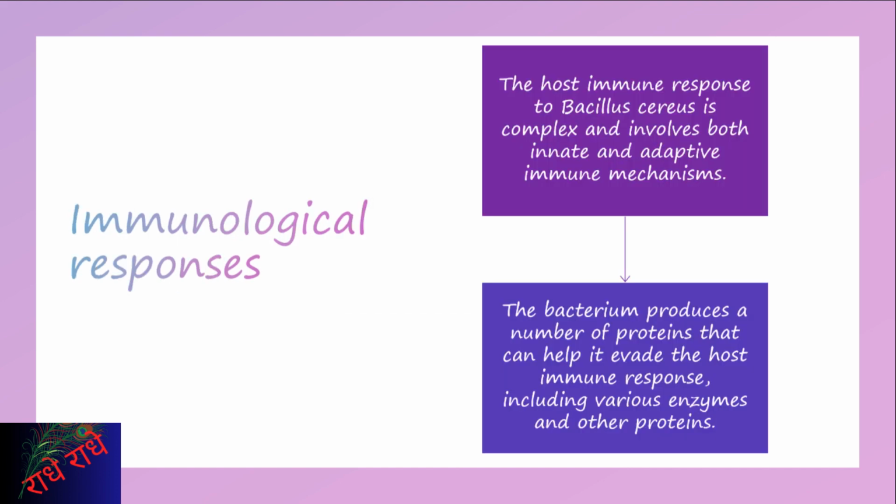Bacillus cereus is capable of avoiding recognition by the host's immune system through the production of a variety of proteins. These range from enzymes to other proteins that help the organism withstand immunological reactions. Such reactions may be innate or adaptive, allowing Bacillus cereus to remain undetected by the immune system.